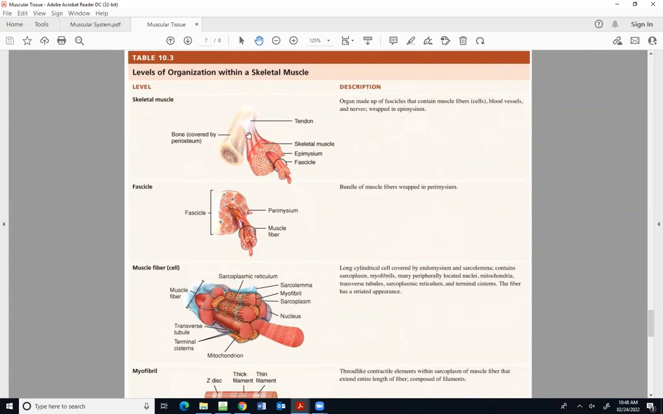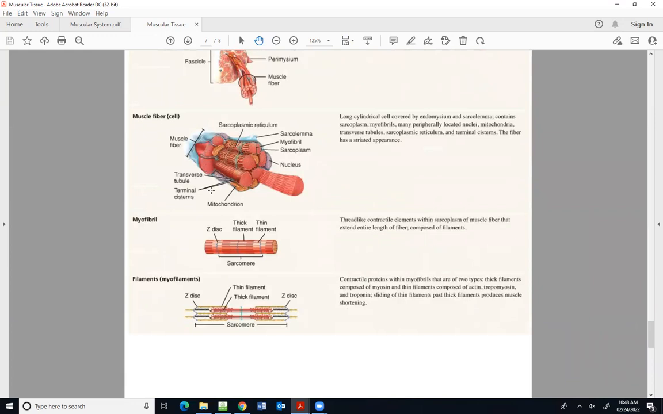Table 10.3 just gives you those different levels, pictures, and descriptions. The only difference is they don't have a segment between myofibrils and filaments for sarcomeres, and that's because sarcomeres aren't actually a structure. They're just a part of a structure. They're part of a myofibril. So we had, what, 6 things listed. They've got 5.